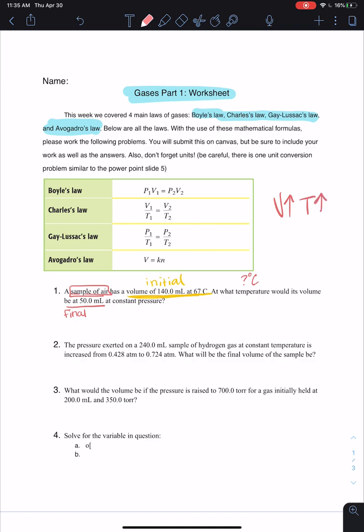So what we're doing right now is it also says at constant pressure. So the only 2 things that we're comparing is V versus T right now, okay? So you go back up here and you say which one of these has only V and T. And you notice that that's Charles's law. So that means that our initial part is the 1. So that's V1 over T1.